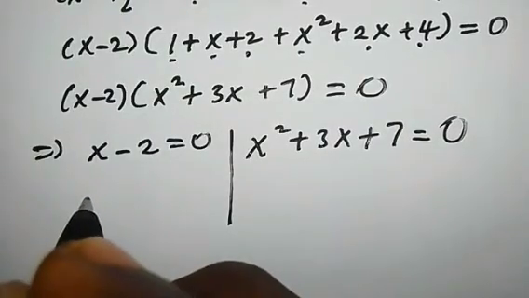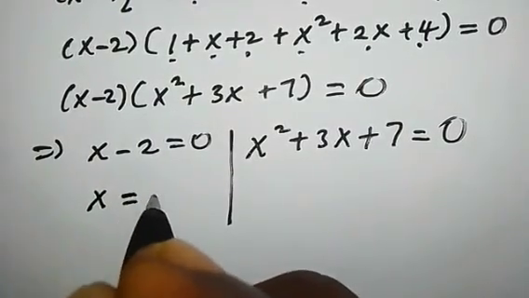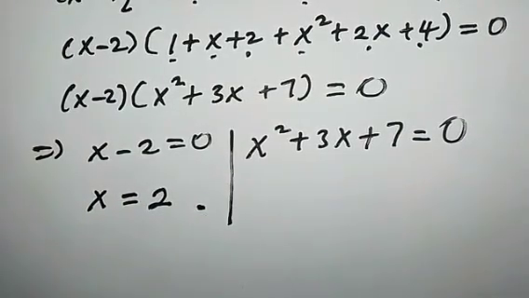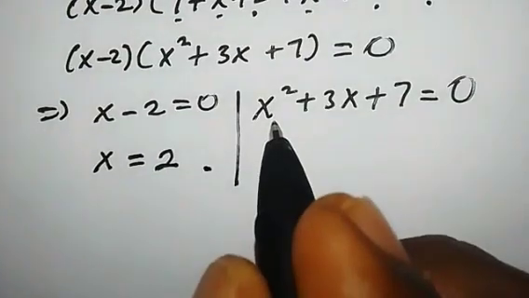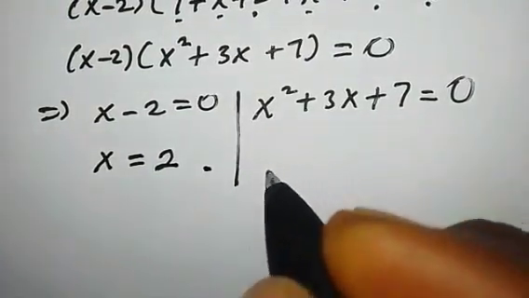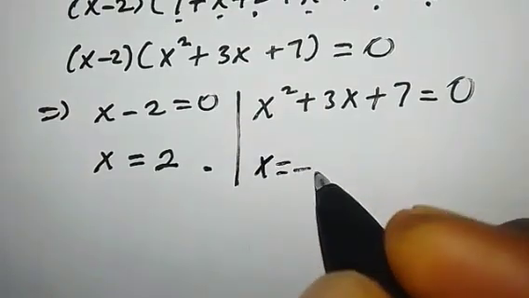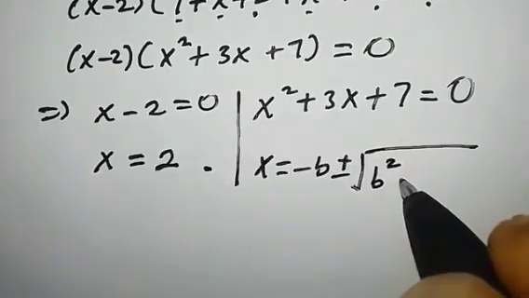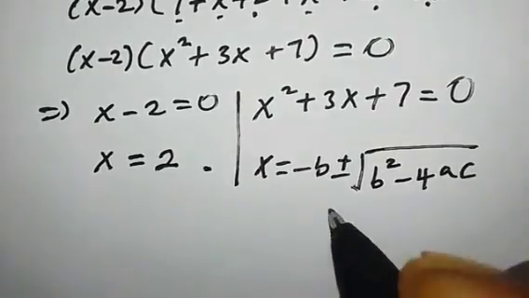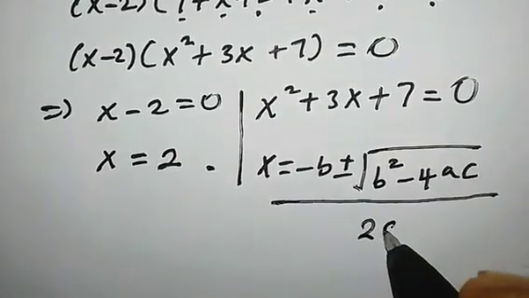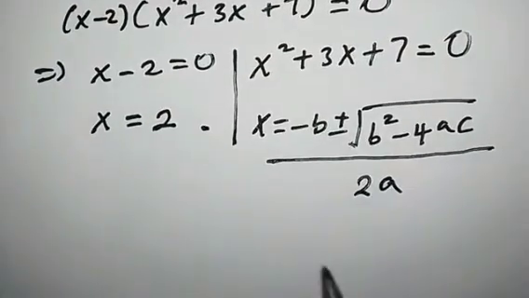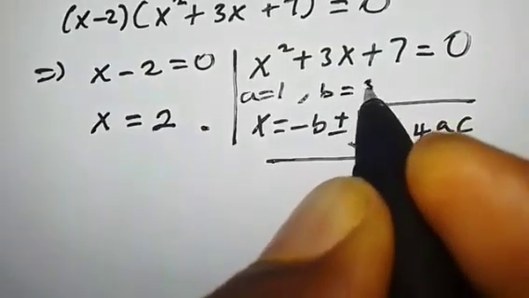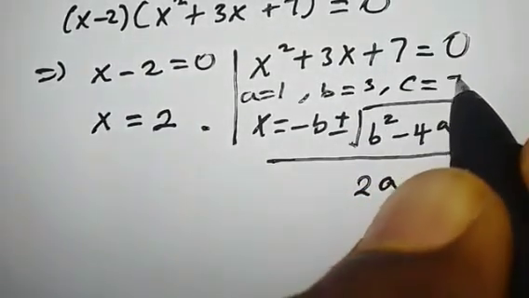From this line, we have x equal to 2. Take note of this value of x. It is very important. Now, let us solve this quadratic equation using the quadratic formula. x equal to minus b plus or minus square root of b square minus 4 times a times c, divided by 2 times a. From this equation, a is equal to 1, b is 3, and c is equal to 7.